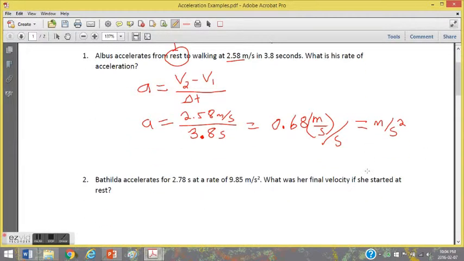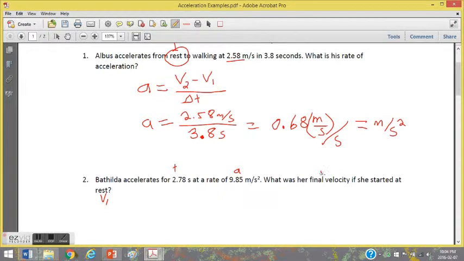All right, let's look at what else we can do with this. This is one of the trickier math parts of this. Bathilda accelerates for 2.78 seconds. Oh, that looks like a time, so let's just go with T. At a rate of 9.85 meters per second squared, that looks like an acceleration. What is her final velocity if she started at rest? Ooh, rest, that means zero. Started at rest means that's V1. We need to find V2.